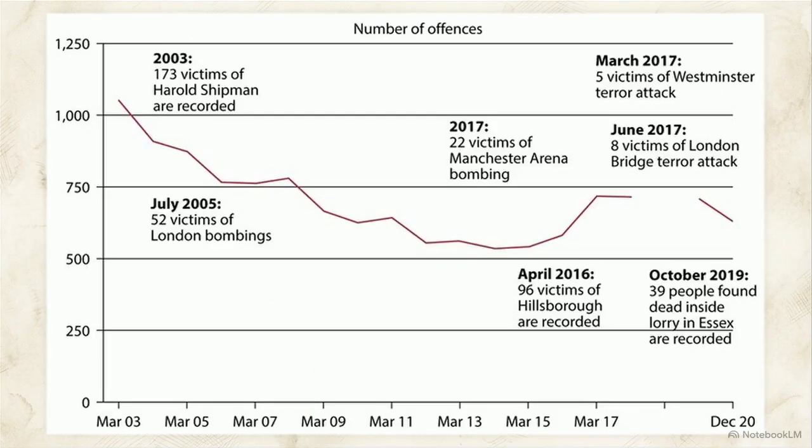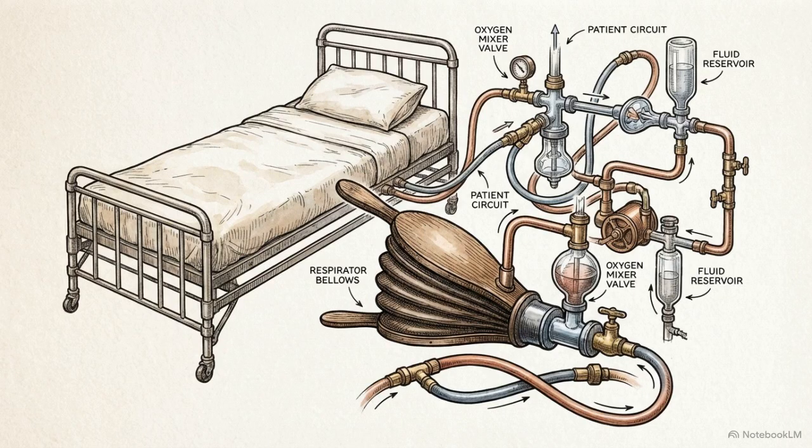And if you look at this timeline of the overall homicide rate, it remains relatively flat year over year. The total numbers only jump significantly during major macro-level tragedies, like the London bombings in 2005 or the terror attacks in 2017. These statistics capture the bulk of the criminal docket, but the most significant legal stress tests occur far from the streets, inside the hospital room.